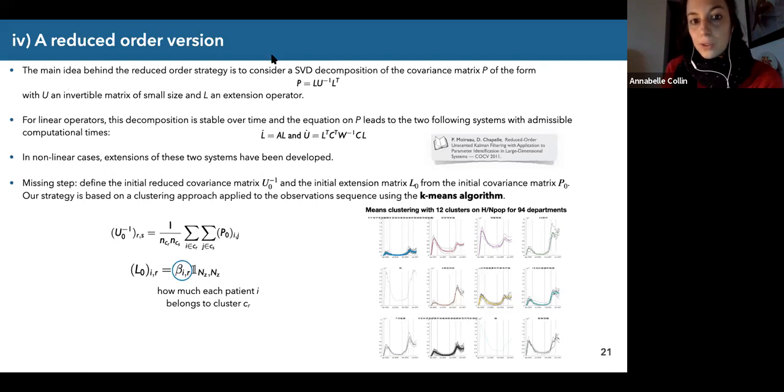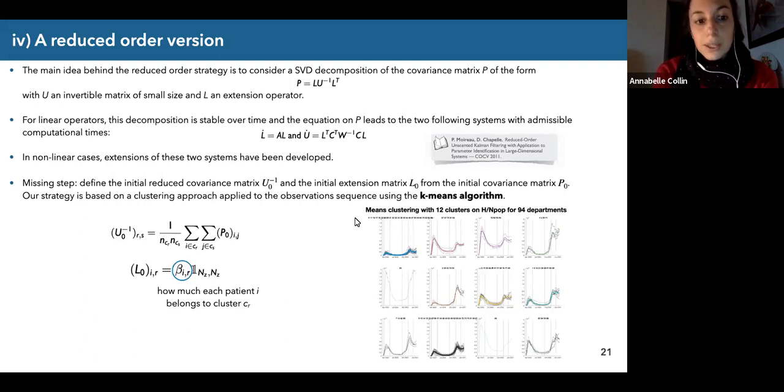The idea is to consider an SVD decomposition of the covariance matrix given here, where U is a matrix of very small size and L is the extension operator. For a linear operator, this decomposition is stable over time, and the equation on P leads to two systems with admissible computational time, which are given here. In nonlinear cases, we can consider extensions of these two systems. You can see the reduced order unscented Kalman filter in this article. So the only missing step here is to define the initial reduced covariance matrix and the initial extension matrix.